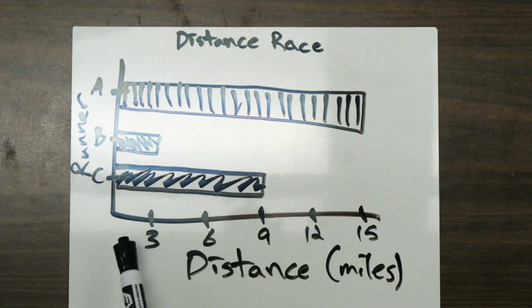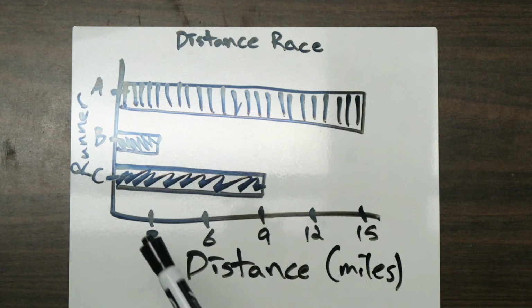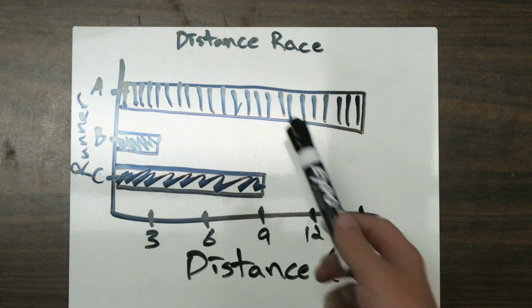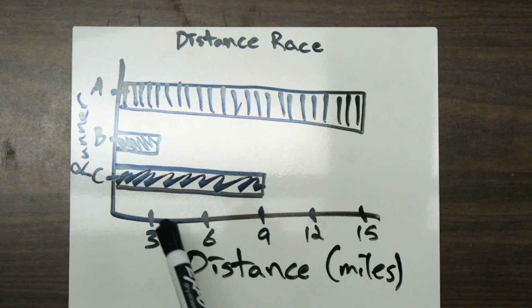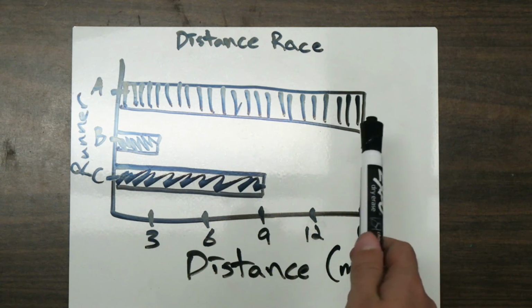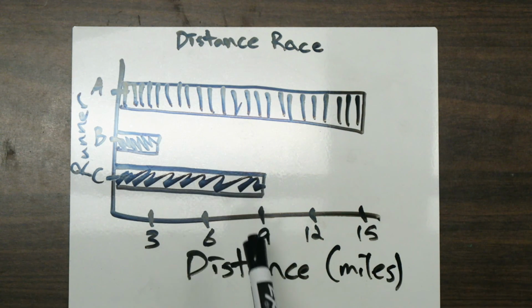Last thing I want to mention is the scale that we have on this graph. Our scale shows us the value as we go up along this axis. So just to quickly analyze what this graph is showing us, we can see that runner A ran nearly 15 miles. Runner B ran close to 3 miles, and runner C ran about 9 miles.